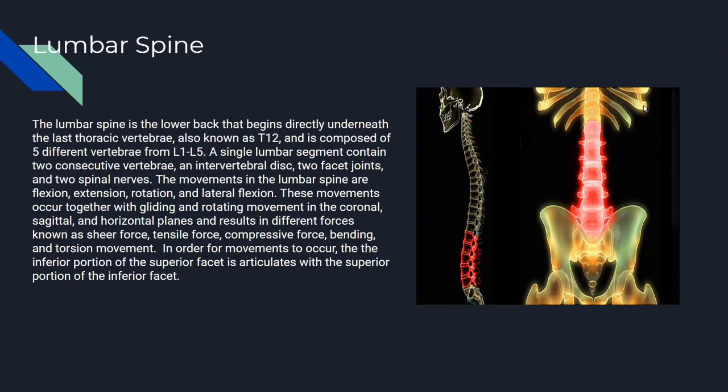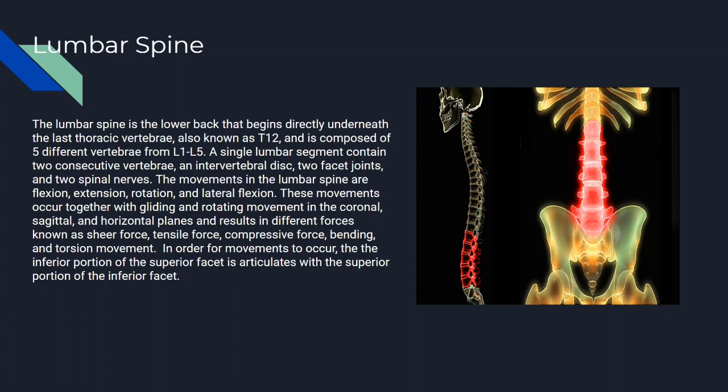The lumbar spine is the lower back that begins directly underneath the last thoracic vertebrae, also known as T12, and is composed of 5 different vertebrae from L1 to L5. A single lumbar segment contains 2 consecutive vertebrae, an intervertebral disc, 2 facet joints, and 2 spinal nerves.